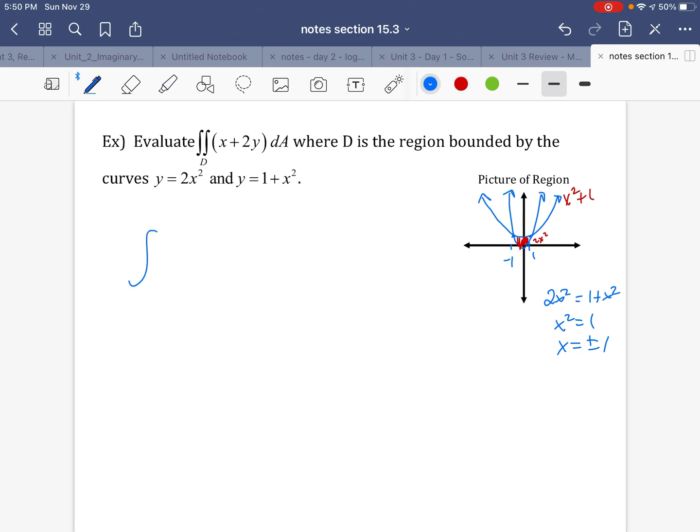All right, so double integral. I'm going to do y equals 2x squared to y equals x squared plus 1. And you don't usually put the y equals, but I'm just trying to make a point of it here. And then here I'm doing from x equals -1 to x equals 1. Now this region is symmetrical, so if you wanted to, you could just do from x equals 0 to x equals 1 and then double your answer.